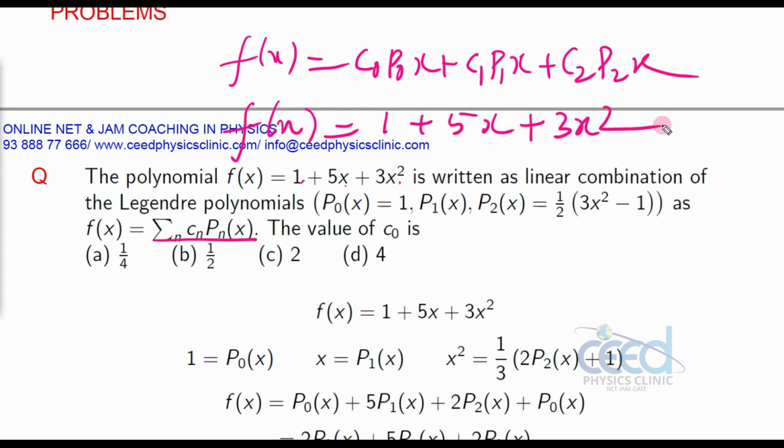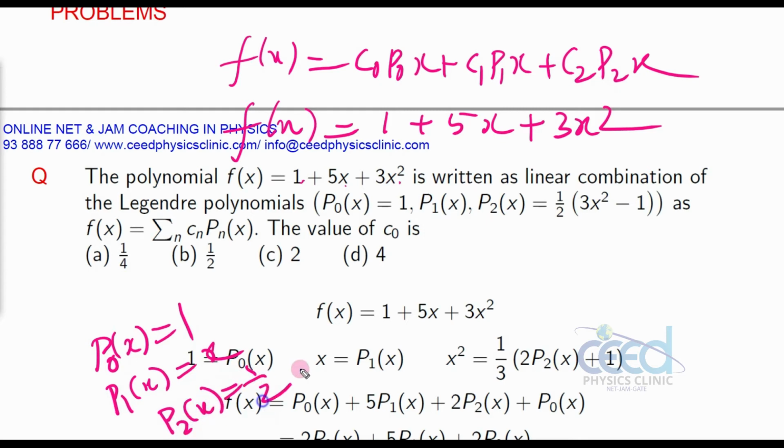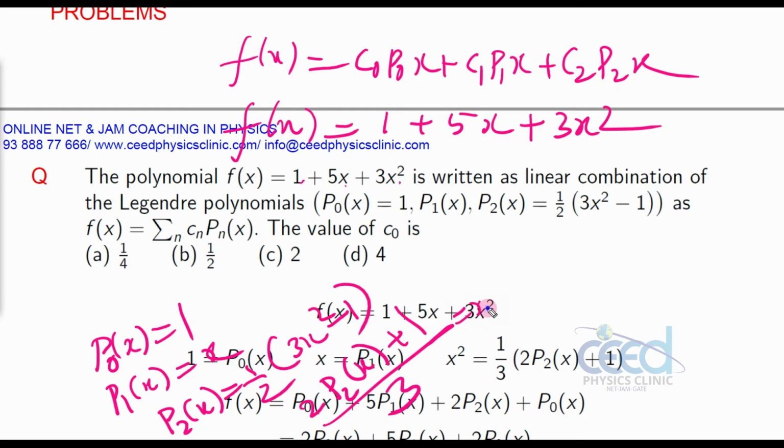We already discussed that we can write, using the Legendre polynomials, P0 of x is equal to 1, P1 of x is equal to x, and P2 of x is equal to 1 by 2 into (3x square minus 1), right? So this I can write as (2P2 of x plus 1) divided by 3 equal to x square. All this we can write from it. I can substitute these values here. Let me go to the blackboard.